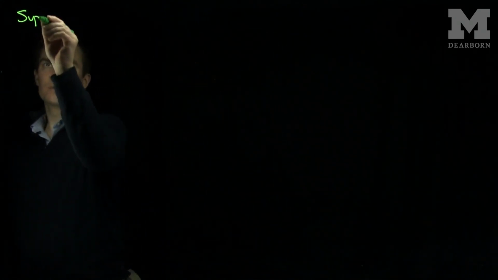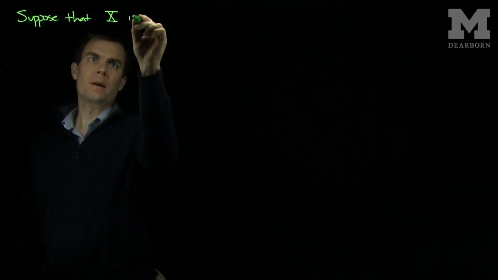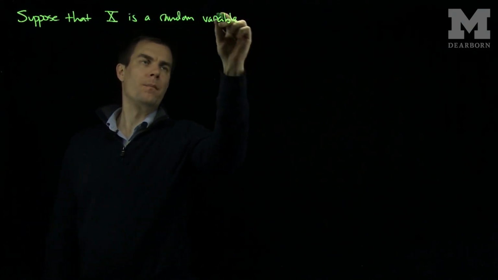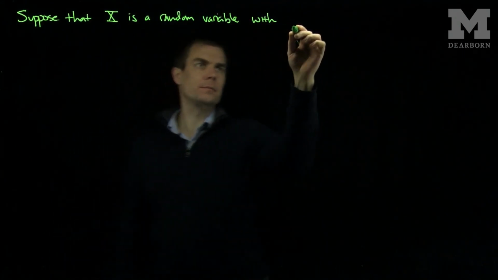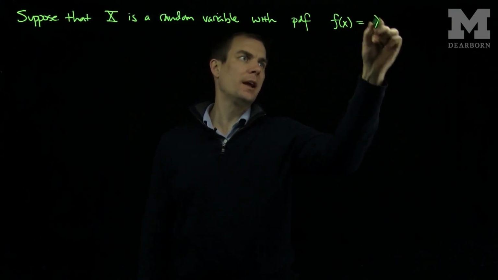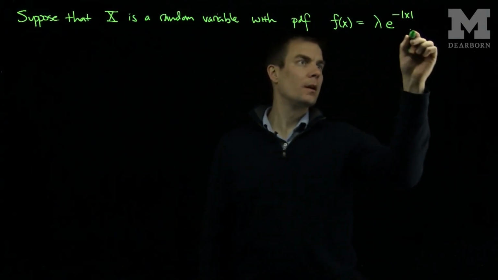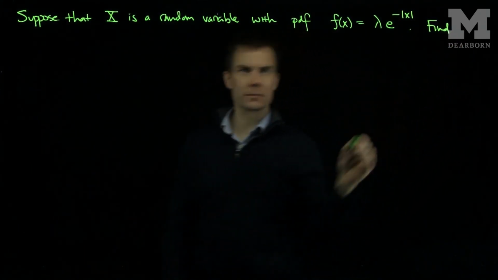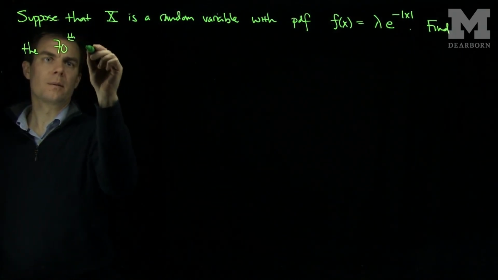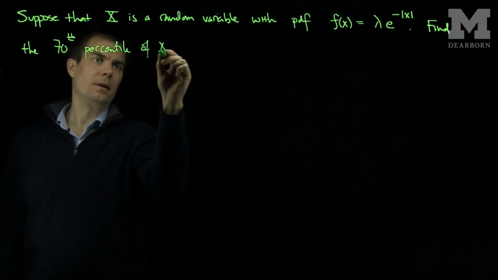Let's suppose that X is a random variable with PDF f(x) equal to lambda times e to the negative absolute value of x. Let's find the 70th percentile of X.